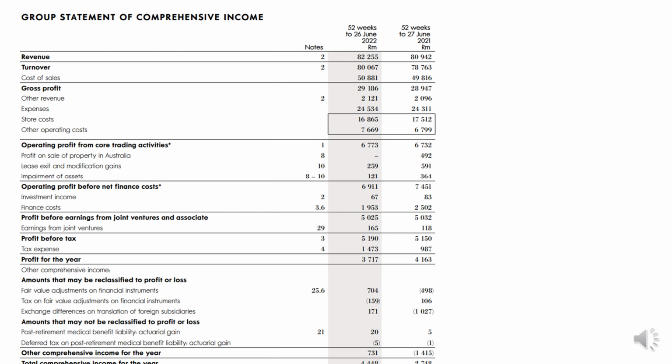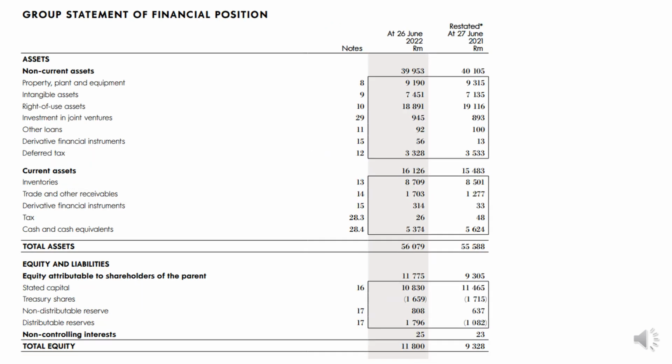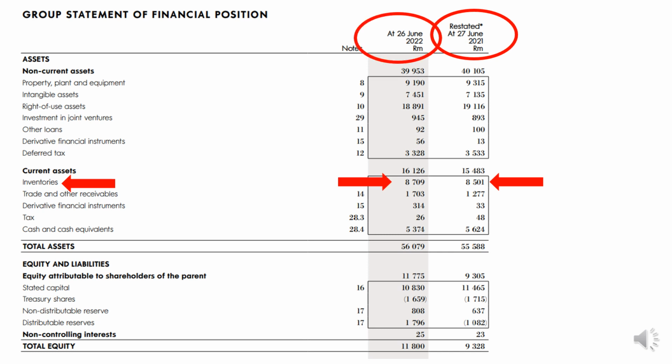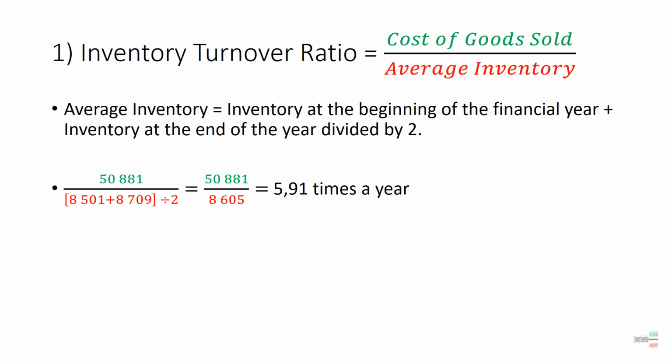When we look at the statement of comprehensive income for the year 2022, we will be looking at cost of sales, so that's next to the green arrow, which is the 50,881. Moving on to the statement of financial position, we will be looking at inventory. So we have two amounts here, the 8,501 for the year ended 2021, which is the opening stock for the 2022 year. And then at the end of the year, 8,709, which is the end of the year 2022.